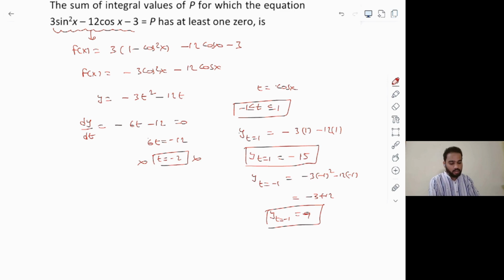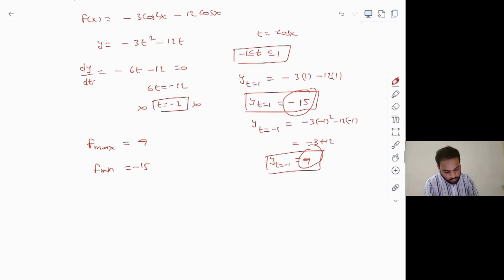Now here, what is our concept of global maxima, global minima? Whatever values we have got, that is minus 15 and 9, out of these the maximum value is 9. So the maximum value of the function is equal to 9, and the minimum out of these two is minus 15, which means f has a minimum value of minus 15. So the left hand side belongs to minus 15 to 9, that is the minimum to maximum closed interval.